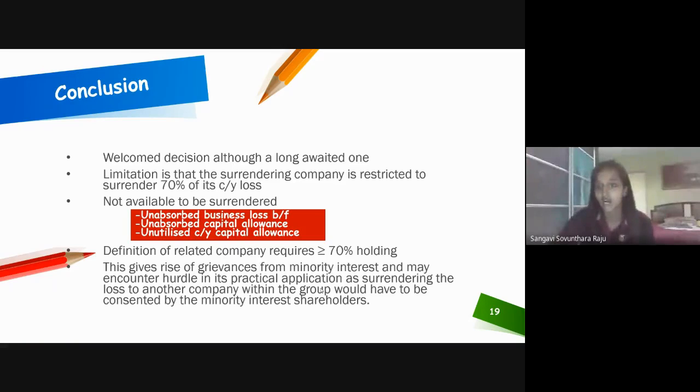This gives rise to grievances from minority interest and may encounter hurdles in its practical application, as surrendering the loss to another company within the group would have to be consented to by the minority interest shareholders.